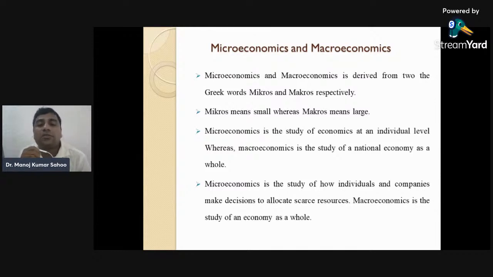So microeconomics is the study of economics at an individual level, whereas macroeconomics is the study of a national economy as a whole, as a large case. Microeconomics is the study of how individuals and companies make decisions to allocate scarce resources, whereas macroeconomics is the study of the economy of a country as a whole.